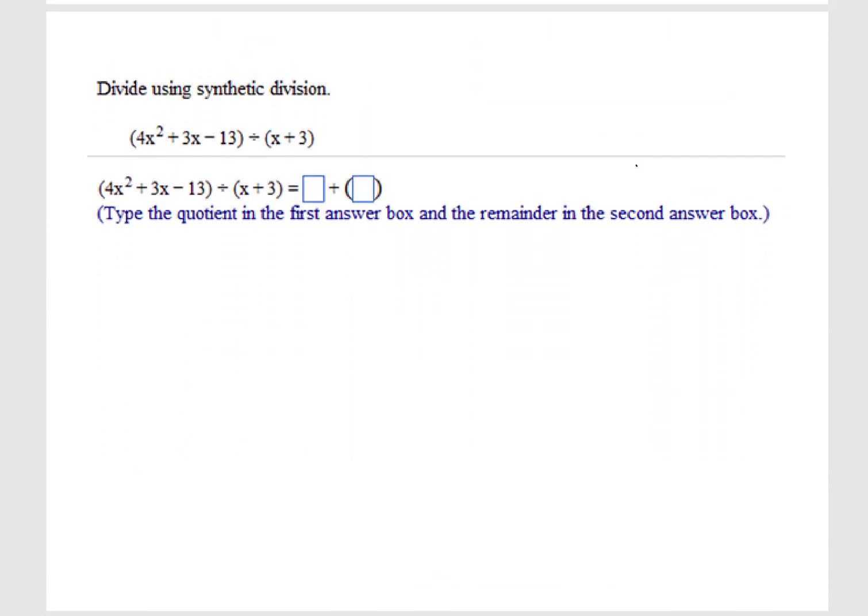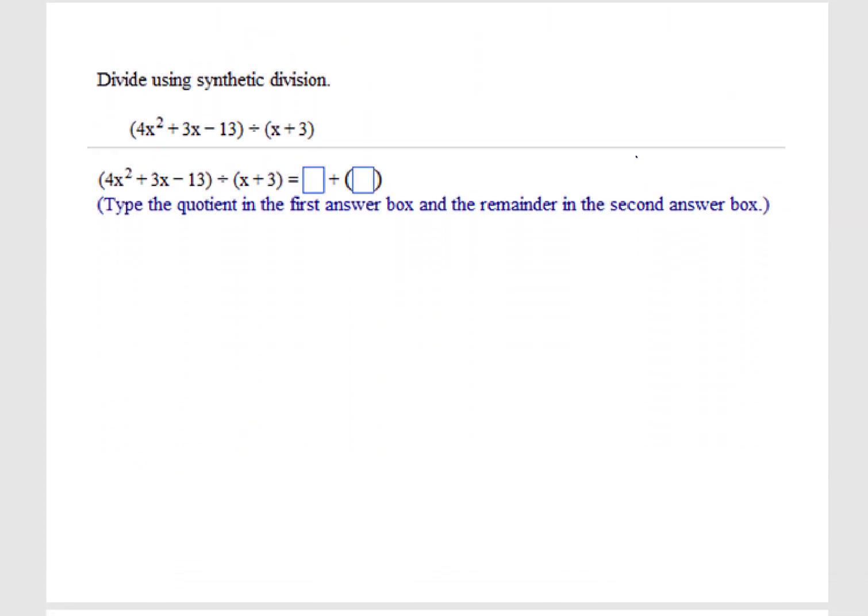Okay, that's that same problem that we just worked. Notice the format that it's written in. So right now it's written out, but we saw it in the previous slide written as a fraction. So just keep that in mind.